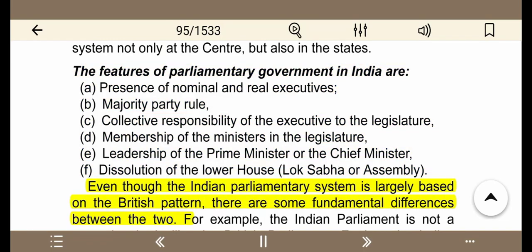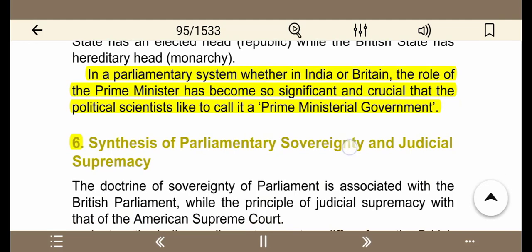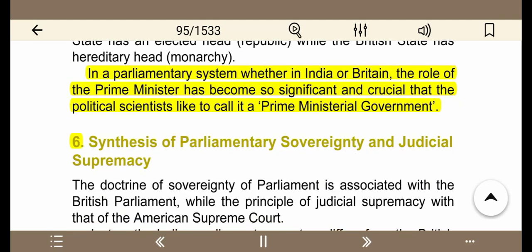Even though the Indian parliamentary system is largely based on the British pattern, there are some fundamental differences between the two. For example, the Indian Parliament is not a sovereign body like the British Parliament. Further, the Indian state has an elected head, republic, while the British state has hereditary head, monarchy. In a parliamentary system, whether in India or Britain, the role of the Prime Minister has become so significant and crucial that the political scientists like to call it a prime ministerial government.